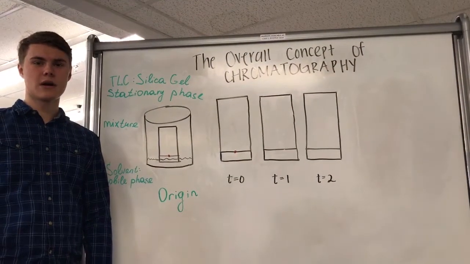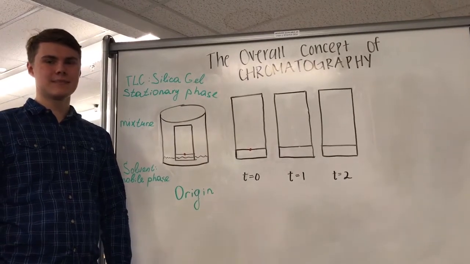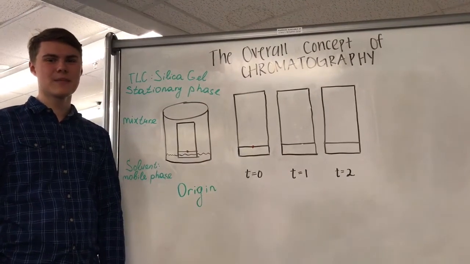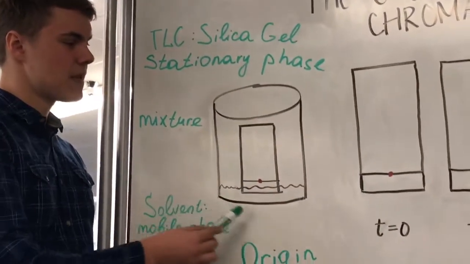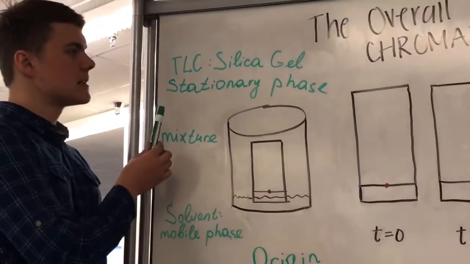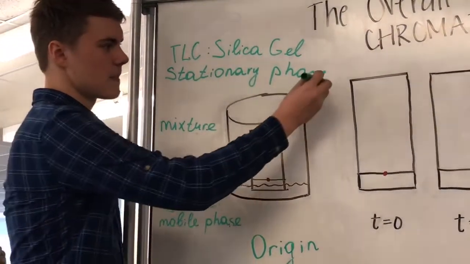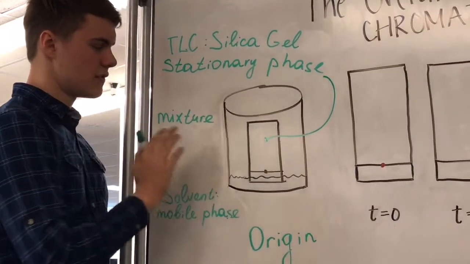Now we're going to talk about the overall concept of chromatography on the example of TLC plate silica gel chromatography. So here is how it looks. This is the beaker, this is the TLC paper, and this is our solvent. TLC silica gel is the stationary phase, which is here. The whole plate is the TLC stationary phase.